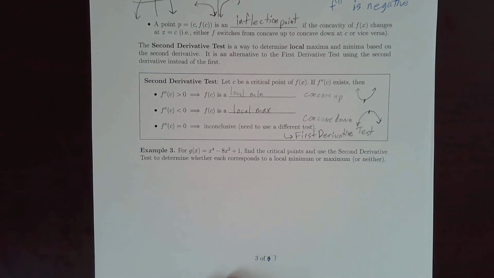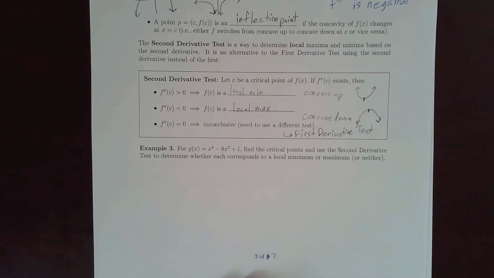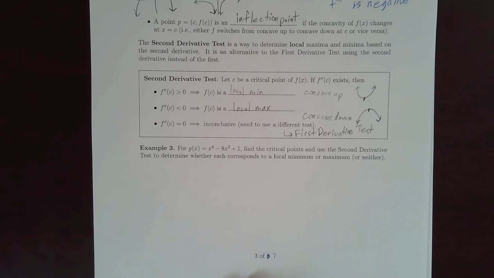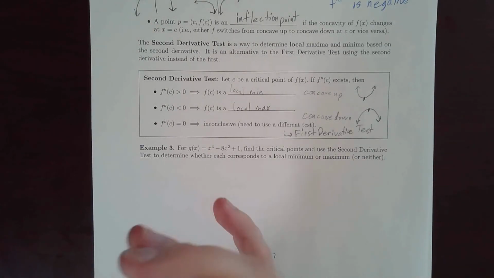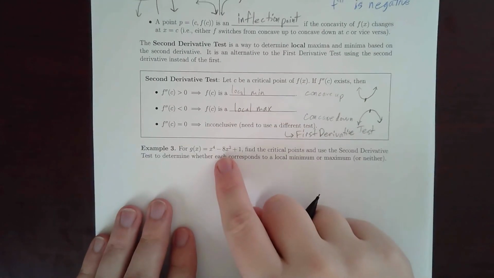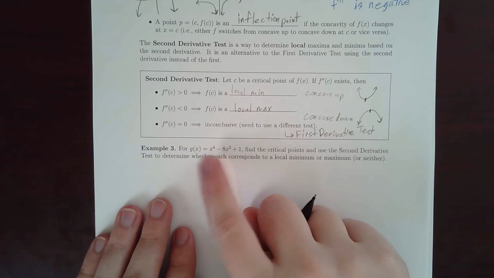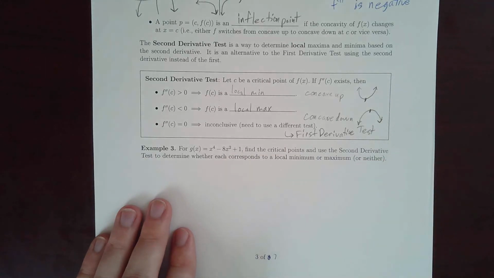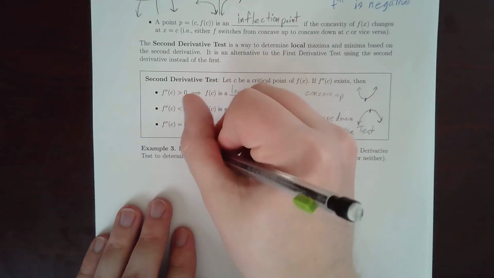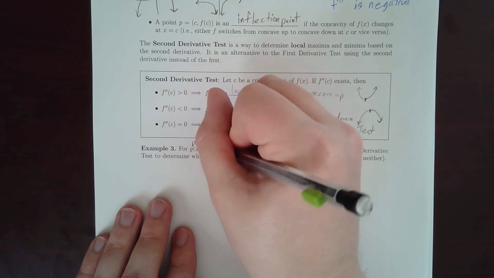So say we had some sort of function g of x where we wanted to go ahead and use the second derivative test to determine where the local mins and maxes occurred. So here what we'll do is we're going to start off by getting our critical points. So our original function exists everywhere. The domain is negative infinity to infinity, which will help us with our critical points.